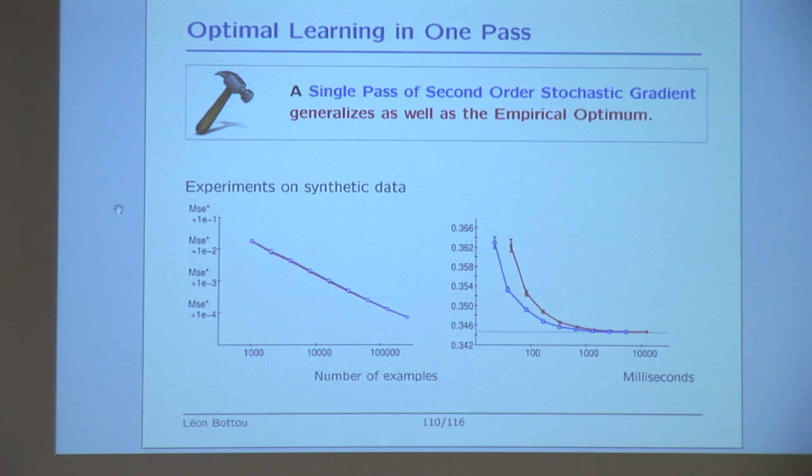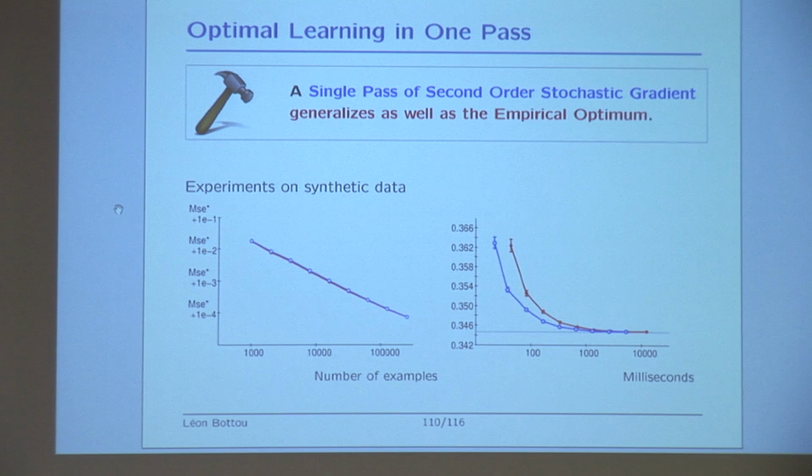So here are some experiments on synthetic data. The blue one is the single pass of second order stochastic gradient. The red one is the empirical optimum. This is the test error. This is the number of examples. And this is a situation where doing a single pass of the second order stochastic gradient, you actually go faster than using the Newton method you use to compute the empirical optimum.